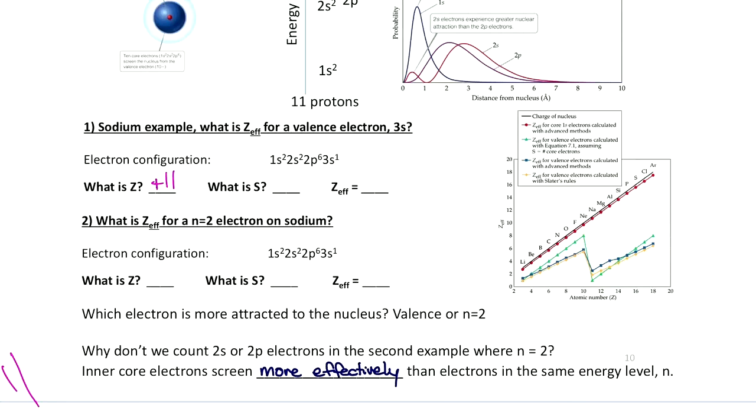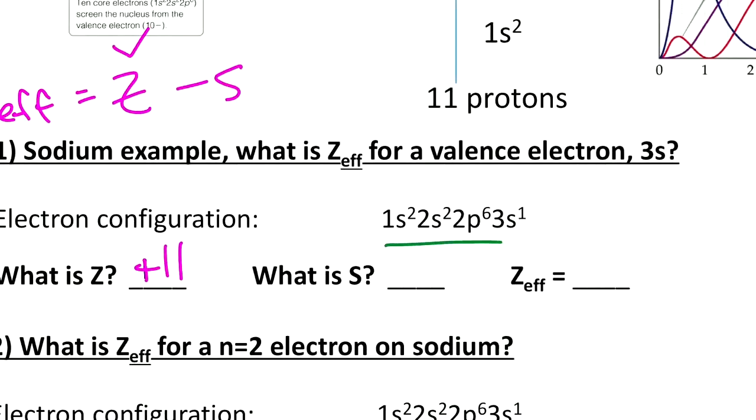All right, so what are we trying to do? Z effective equals Z minus S. So we have Z. Now we need to figure out what is the shielding constant for a valence electron on sodium. The easiest way to do this is to write out the electron configuration of sodium. Here is the electron configuration of sodium, the full one. Those are all of the electrons. Which electrons are closest to the nucleus? The 1s, the 2s, or the 3s electrons?